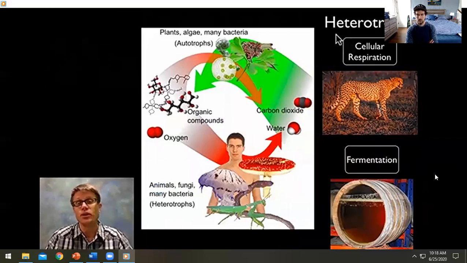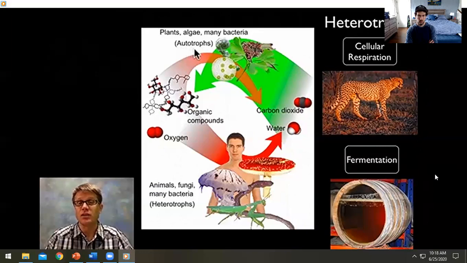It's for heterotrophs. So we're heterotrophs, and basically what we're doing is we're taking organic compounds in the presence of oxygen, and we're converting that to carbon dioxide and water. What else are we generating? ATP. Now, what kind of things are doing this? Animals, fungi, bacteria are all heterotrophs, and they're using the organic material to actually make energy.